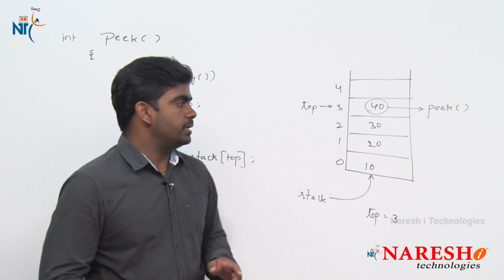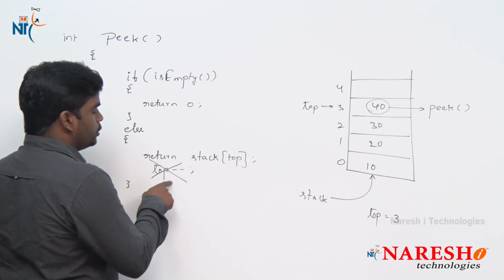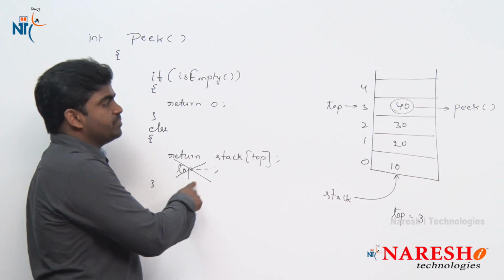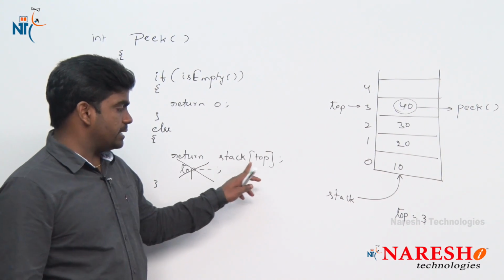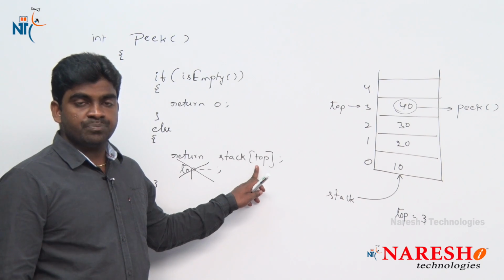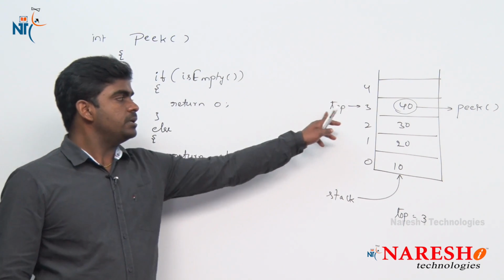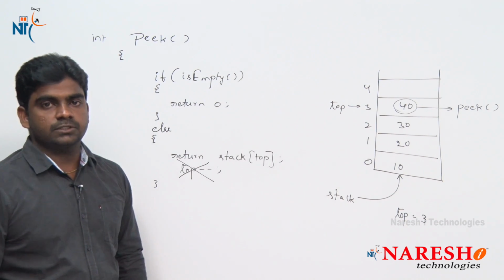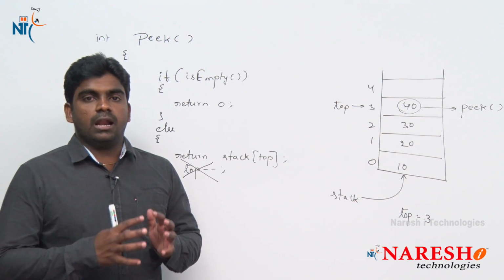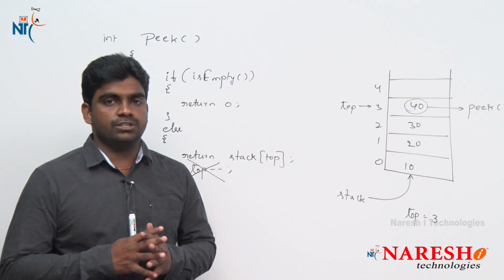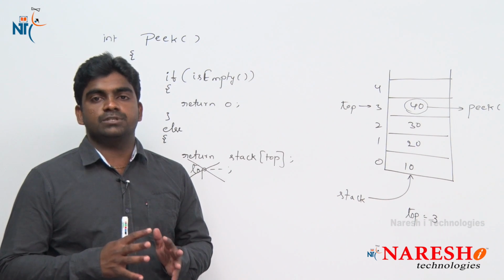Okay, right. So here we are not doing top minus minus; in the pop method, there is the top minus minus operation. Peek method is returning the top of the stack, but it is still pointing to the same location only. Okay, so this is the peek method. Now the last functionality of a stack abstract data type.